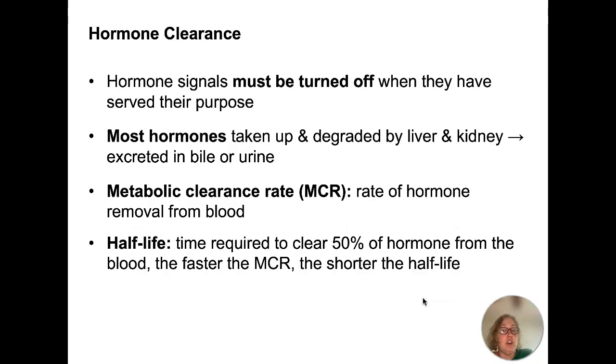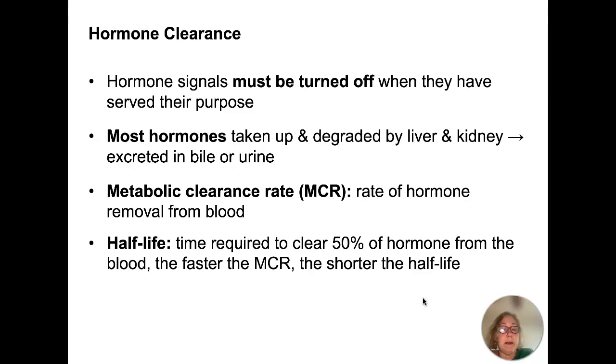Hormone signals must be turned off when they have served their purpose. Most hormones are taken up and degraded by your liver and your kidneys and excreted in bile or urine. So this is how we know what's going on when we do a urine test, is we can tell what kind of hormones are happening in your body. I will say this again, when we do the kidneys, you very often don't need a blood test. We don't need your blood. We do need your urine though, because your urine can tell us a whole bunch and you just go pee in a cup and we can learn a bunch about you.